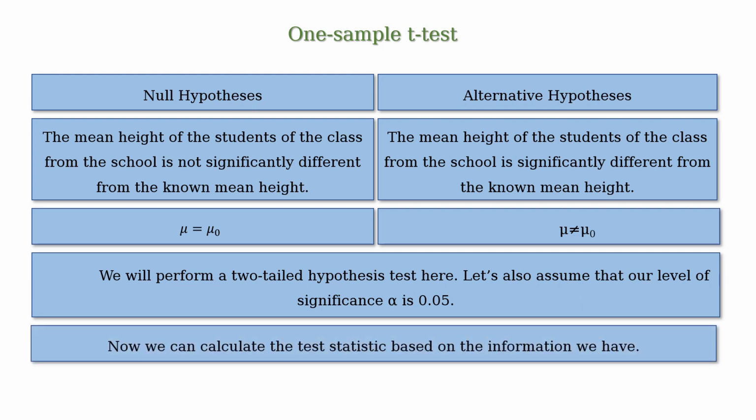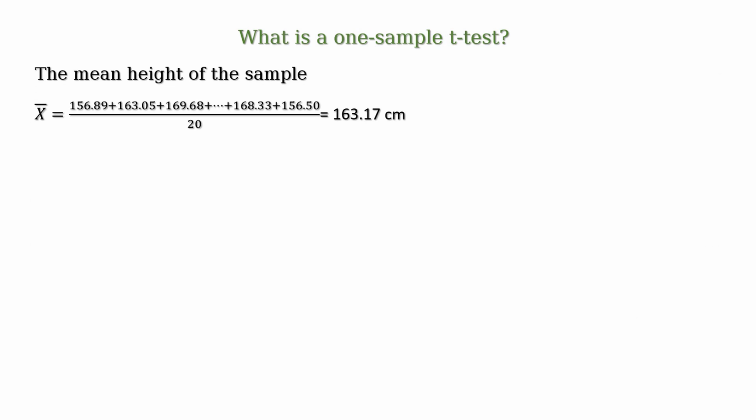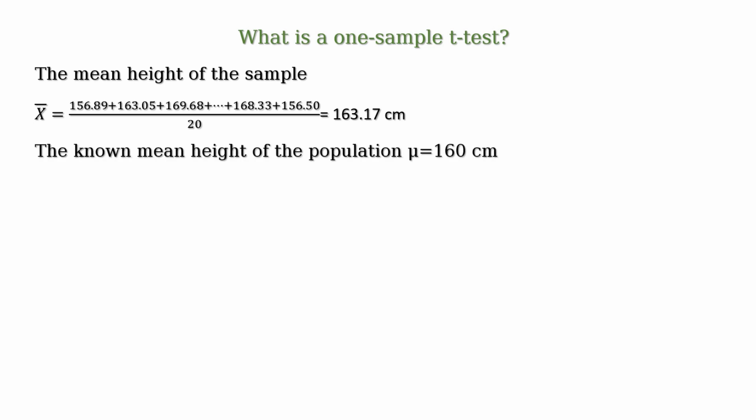Now, we can calculate the test statistic based on the information we have. So, let's first calculate the mean height of the sample. Here, the mean height of the sample, x bar, is equal to 163.17 cm after calculation. The known mean height of the population, mu, is equal to 160 cm.